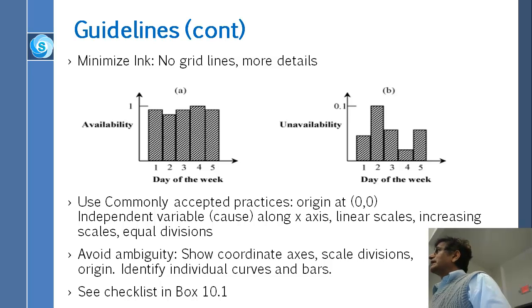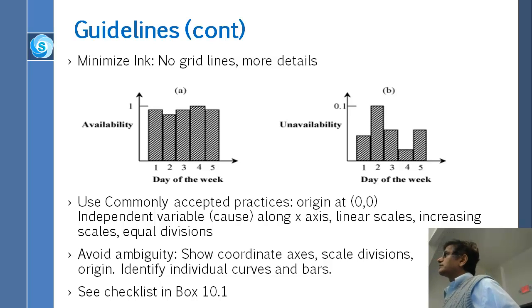Avoid ambiguity. Show coordinate axis, scale divisions, origins, identify individual curves and bars. So, for example, here, make sure that the scales are there. I have seen graphs where there is no scale. Scale is missing. Divisions are missing, and the curves are not identified. Here things are identified because it says 1, 2, 3, 4, 5.